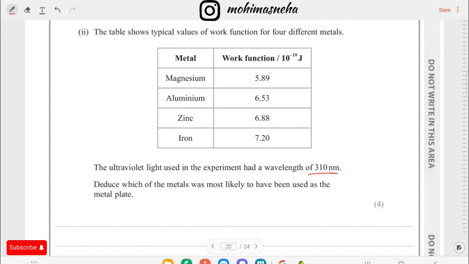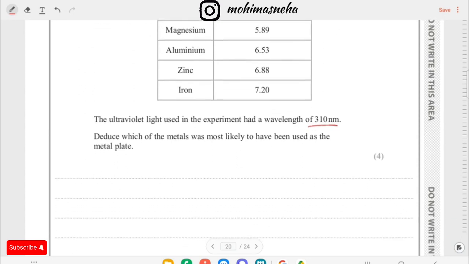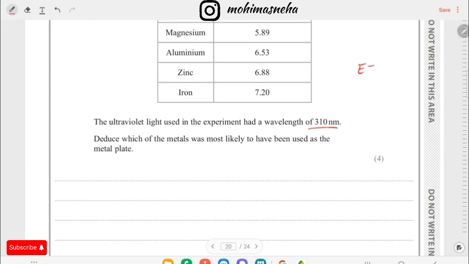So we need to understand that if the energy matches your work function or is greater than the work function of any of these metals, we can only use those, right? Not those whose work function is greater than the energy provided by our UV light. Okay, at first we can find the energy using E equals hf, but as the frequency is not provided, we'll first find the frequency, which is c over lambda, right? Lambda is given. So let's just find the equation in general.